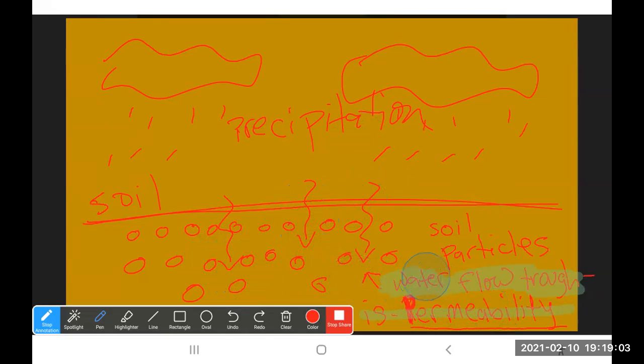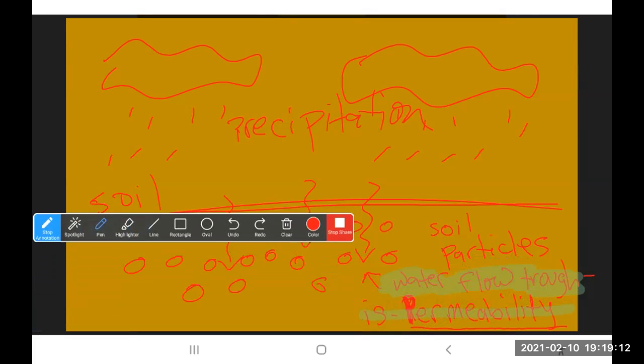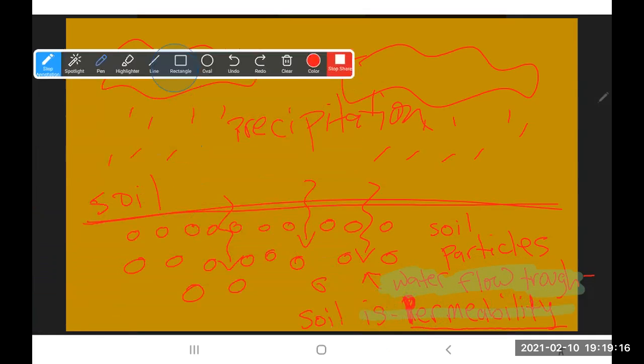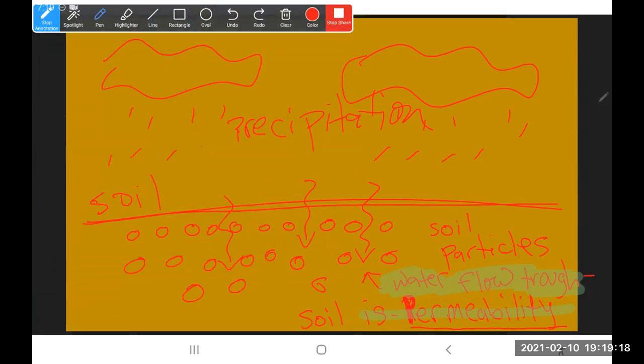So here it says water flow through soil is permeability. I guess this got erased here. Let me just add this. Through soil is permeability.